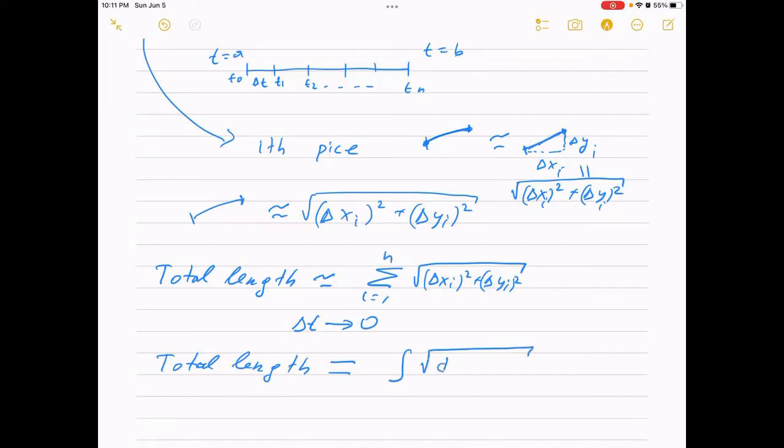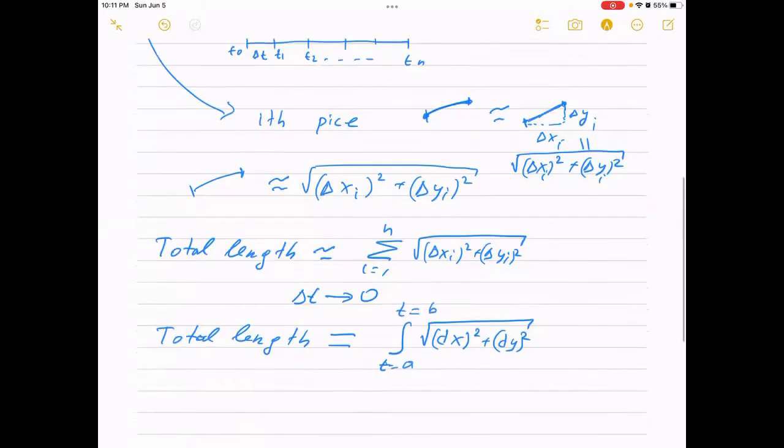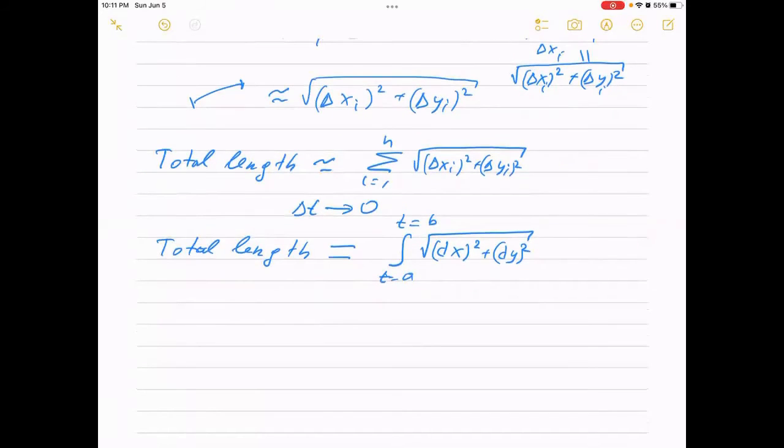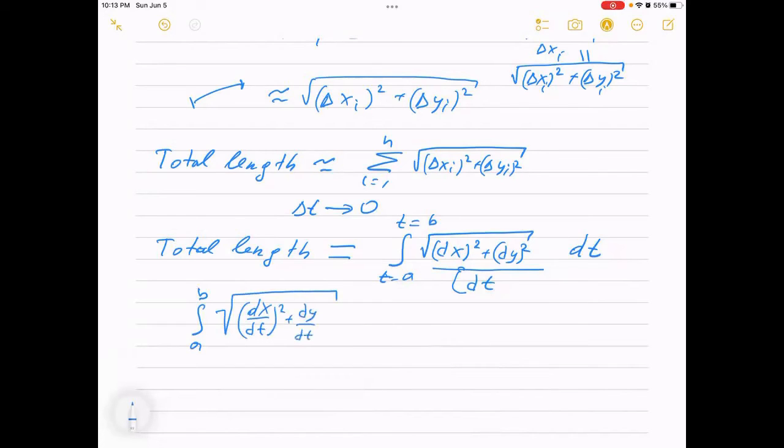Square root, delta x becomes dx, delta y becomes dy. Keep the squares, and we start at t equals a, and we end at t equals b. We're almost done. You notice that our integral looks a bit odd. It's missing a differential, it's missing dt in our case, because we want to differentiate with respect to t. So to keep it balanced, we also divide by dt. Then we're going to bring that dt under the square root. So we're going to get the integral from a to b of the square root of (dx/dt) squared plus (dy/dt) squared.